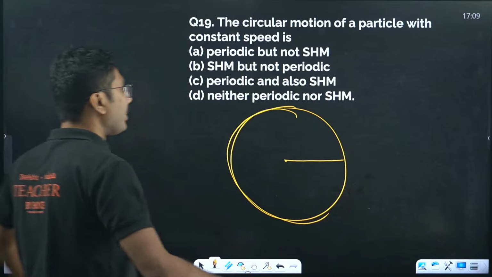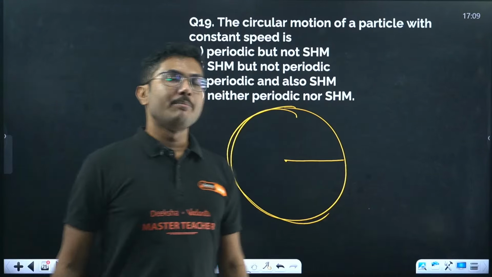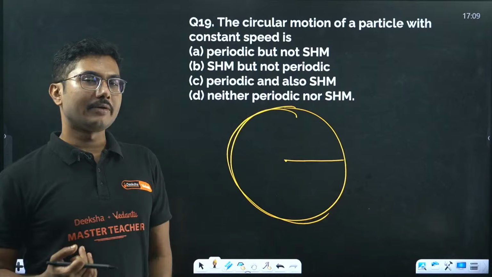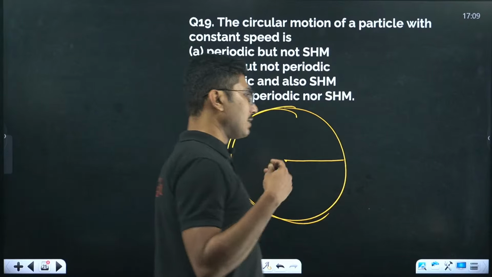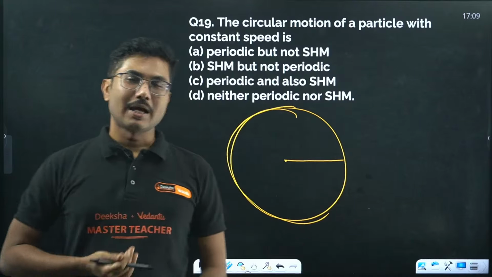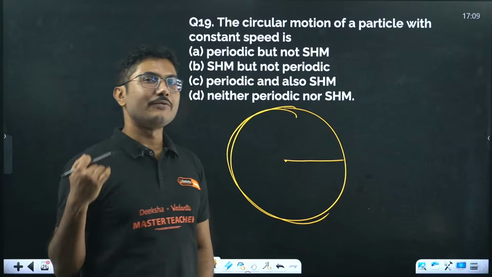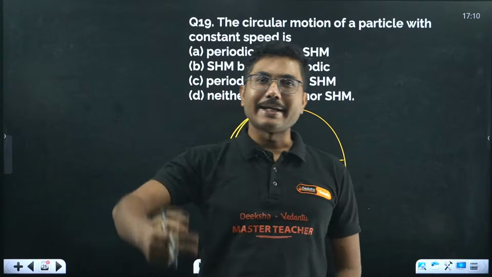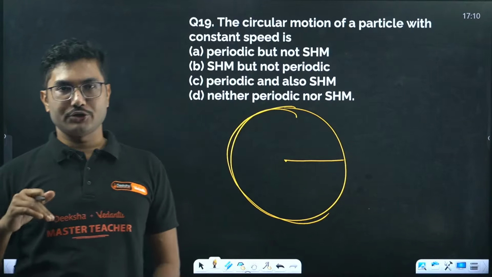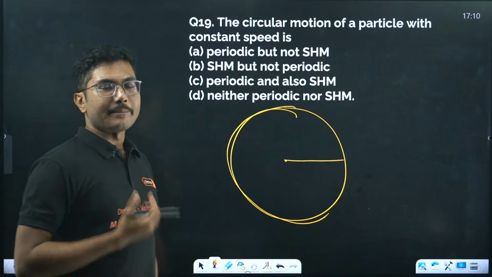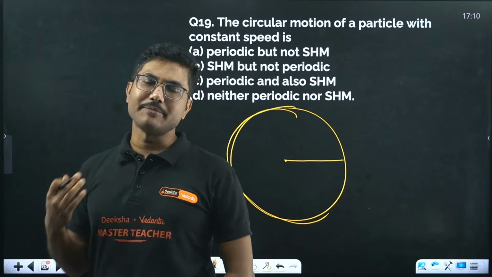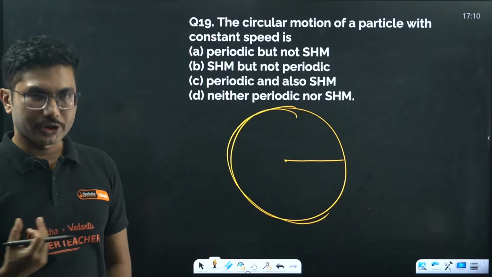Now what is the property of periodic motion? Periodic motion is something which repeats after a certain interval of time. For example, the sun rises every day after 24 hours in the east, and it sets every 24 hours in the west. The cycle between sunrise and sunset is fixed, so it's a periodic motion. And for example, the earth also revolves around the sun every 365 days. This is also a periodic motion.